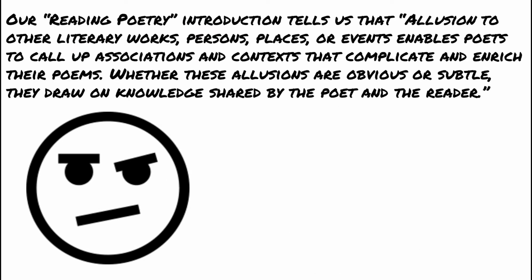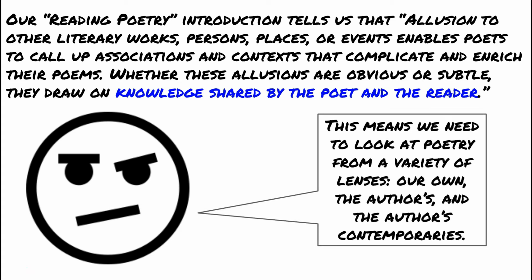Our Reading Poetry introduction tells us that allusion to other literary works, persons, places, or events enables poets to call up associations and contexts that complicate and enrich their poems. Whether these allusions are obvious or subtle, they draw on knowledge shared by both the poet and the reader. This means that we need to look at poetry from a variety of lenses: our own, the author's, and the author's contemporaries, who they may have been writing to at the time.